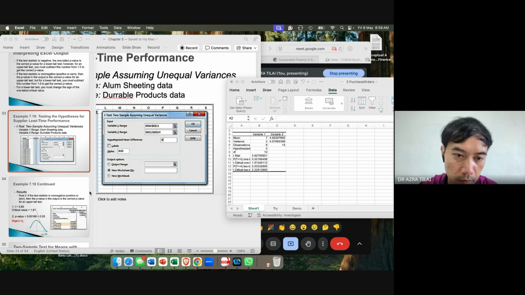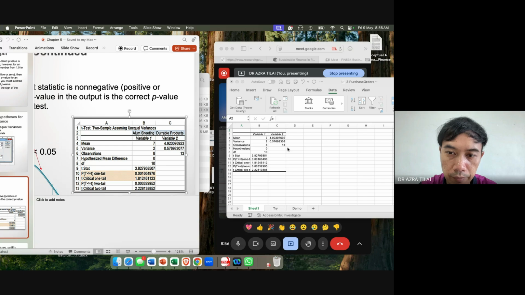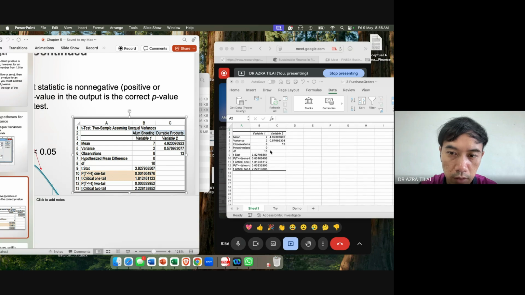Is it the same or not? Okay, now we have exactly the same thing. So the variance is not equal, unequal. Okay, observation, we have 13 data, and for this one was the alum sheeting, and then this one is the durable products.